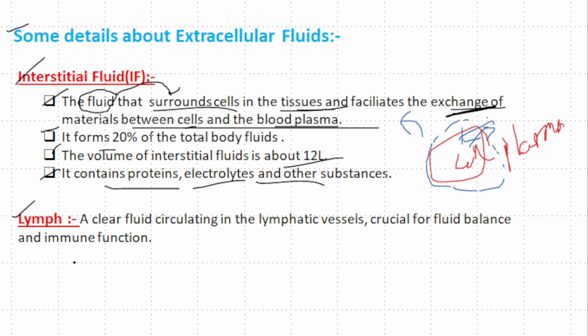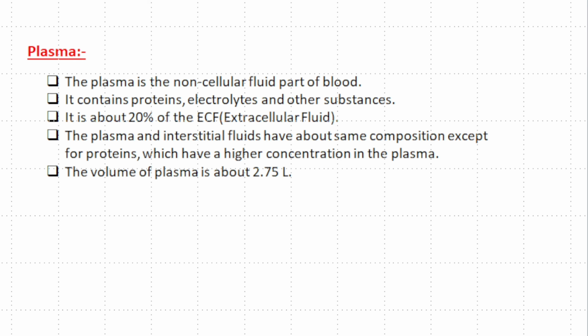Then lymph, a clear fluid circulating in the lymphatic vessels, crucial for fluid balance and the immune system. So lymph is a clear fluid that is circulating in our lymphatic vessels and it helps to maintain fluid balance and immune function.